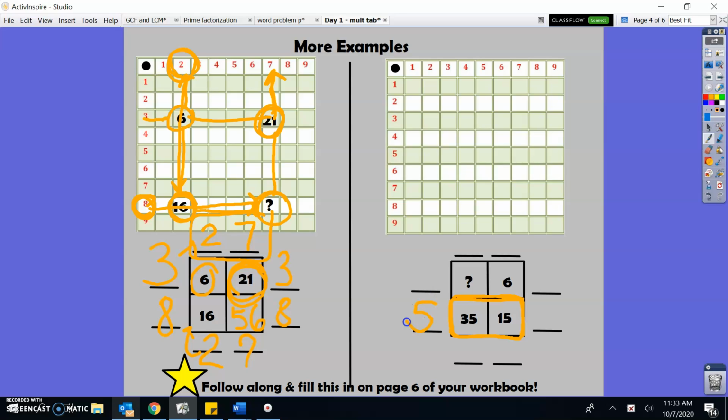So I'm going to write 5 here, and I'm going to write 5 here, because they both can go into 35 and 15. If I want to use my multiplication chart, I would find my 5 in my column, and I would find 35 in my row. So I'd count by tens. 5, 10, 15, 20, 25, 30, 35. Should be right here. So 5 times what number gets us to 35? 7. So that means my 7 goes up here as well.